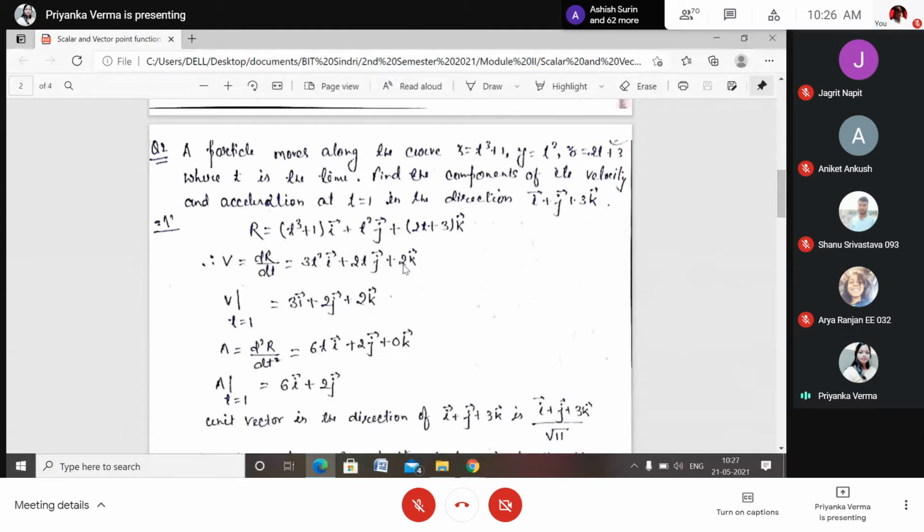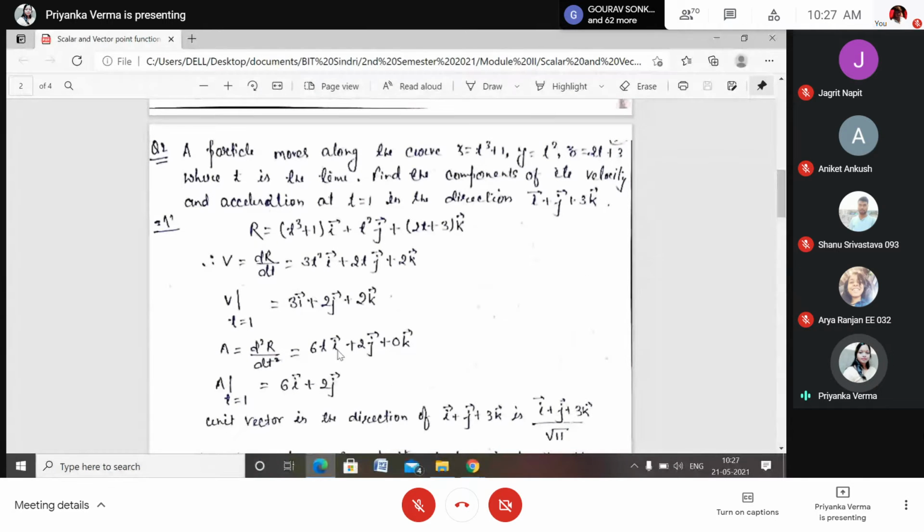Got it? Now, we have to find the velocity at t equal to 1. So v at t equal to 1 will be 3i plus 2j plus 2k. Now, acceleration. That means you are differentiating this again with respect to t. So here you will get 6t i plus 2j, and this is a constant and its differentiation will be 0. So here we got 6t i plus 2j. Now, acceleration at t equal to 1 will be 6i plus 2j. So this is the velocity and this is the acceleration.